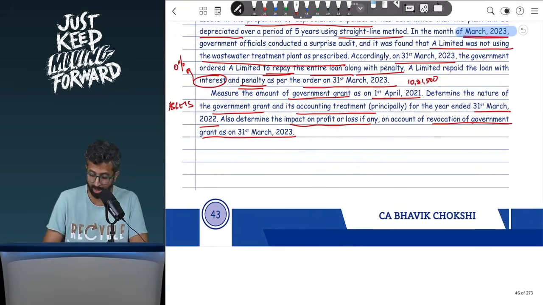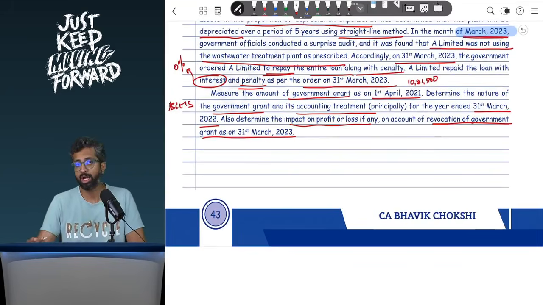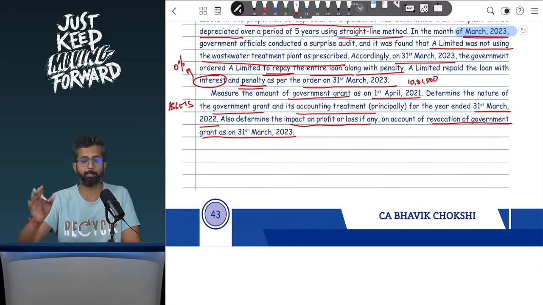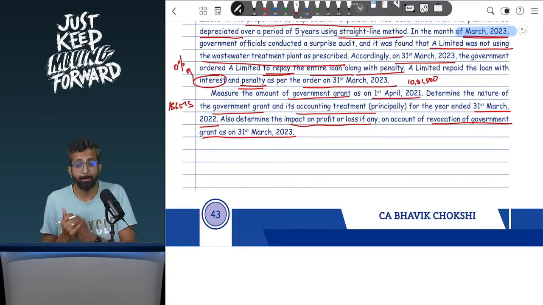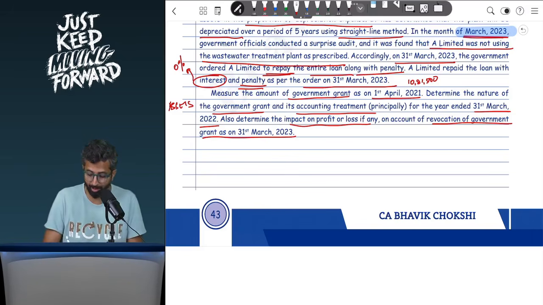So what will happen on 31st March 23? First of all, there will be a grant repayable. So the entire loan, that is 25 lakhs, would be repayable along with a penalty of 10 lakhs. So 25 plus 10, total of 35 lakhs has to be repaid. But once it is repaid, the loan liability will also not be there. So you'll have to find that what is the balance of the loan. So you'll have to find the loan balance on 31st March 23.